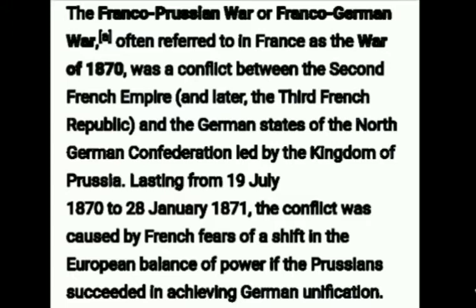And one more thing: Otto von Bismarck, the Chancellor of Prussia, deliberately provoked the French into declaring war on Prussia. Why? In order to draw the four independent southern German states into an alliance with the North German Confederation, which was dominated by Prussia. So this was the brief introduction about the war.